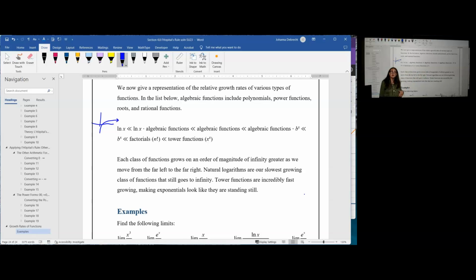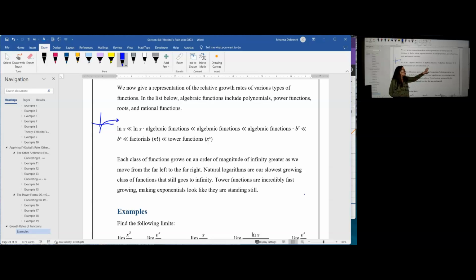Factorials are something that you will experience more when you get into calculus 2. They basically give you the product of all the integer values between the number and 1. So 5 factorial is 5 times 4 times 3 times 2 times 1. These grow incredibly fast. They overpower any exponential function and grow on an order of magnitude larger.